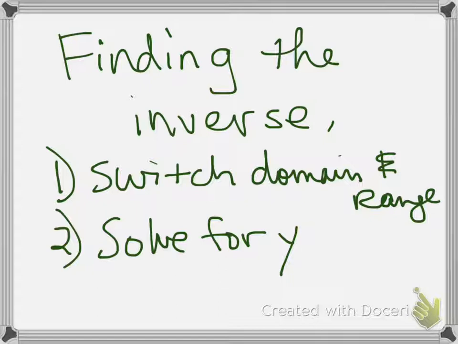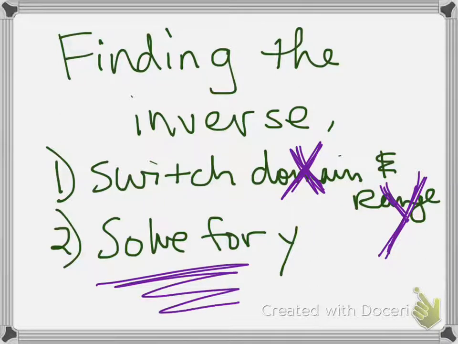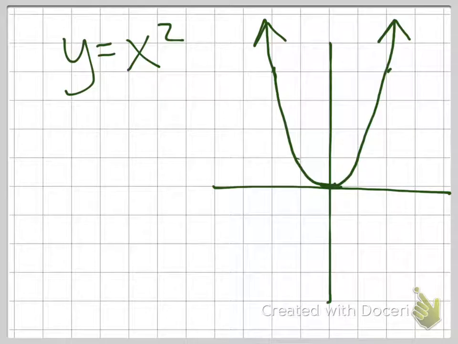To find the inverse of any function, quadratic or otherwise, the first thing you do is switch the domain and the range. Well, what that really means for us is we're going to switch the x with the y. So wherever my y term is and wherever my x term is, I'm going to flip-flop them. And then we're going to solve it for y, which means to get y by itself. Okay? So let's try an example with this.